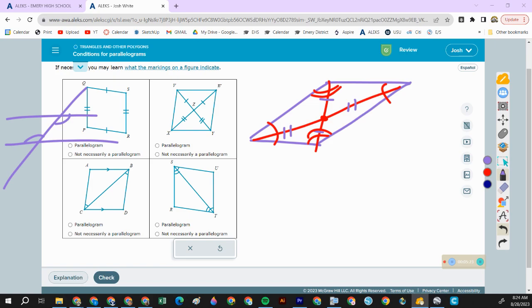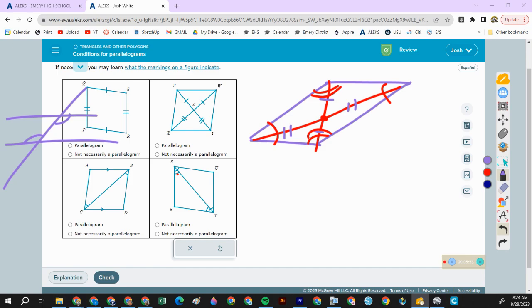Okay. What about the next one? This one's a little bit tricky. So let's look at this triangle. Is that triangle congruent to that triangle? Look carefully at the angles.